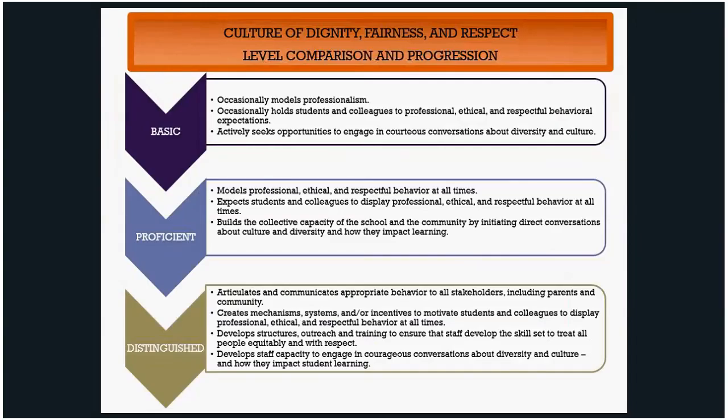And again, if you look at the model, effective principals model respectful behavior and hold all the stakeholders to a high standard by taking appropriate action to reinforce respectful behavior. Effective principals take swift action when inappropriate conduct is reported or observed. And effective principals build school and community capacity for dignity, fairness, and respect by initiating direct conversations about culture and diversity and how they impact learning.